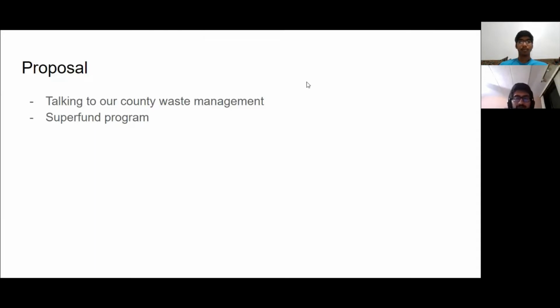Our proposal is that we are going to talk to the county waste management to find out which chemicals from the product they accept. From this, we will create a public service announcement in which we tell our community to not drink certain products that have these dangerous chemicals. This will eventually reduce the chemicals that are in the Passaic River to make it less polluted.